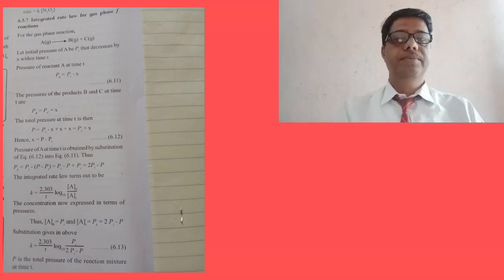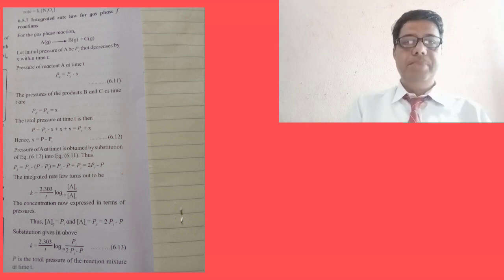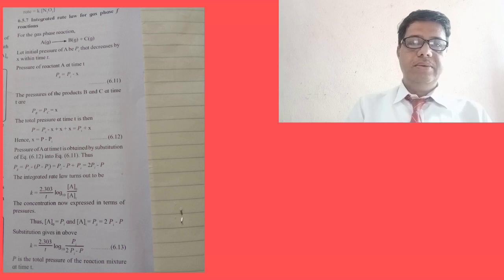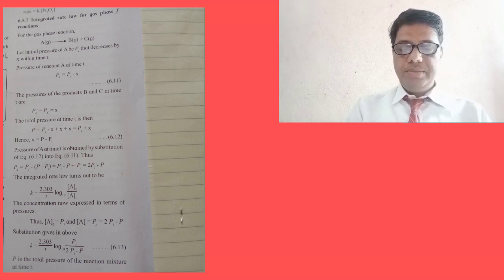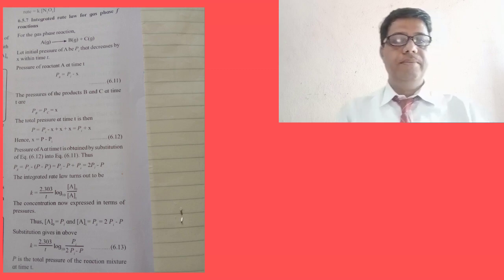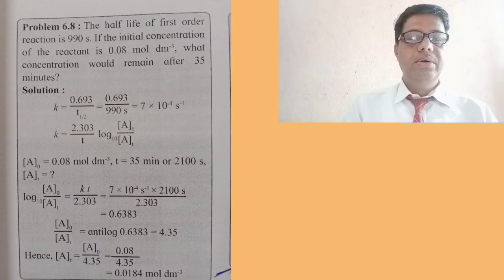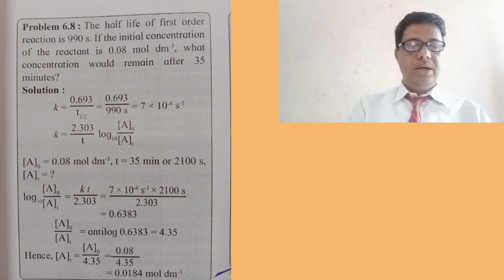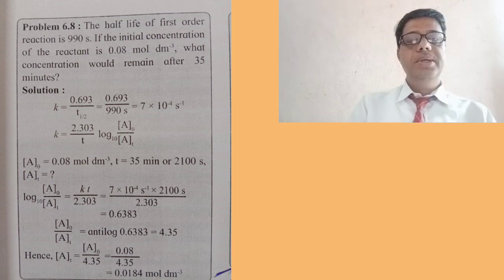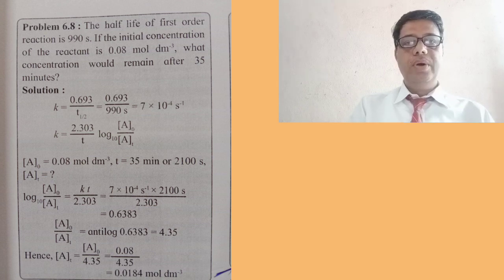So students, the examples on all these points, that is integrated rate law for first order reaction, half-life of first order reaction, equations, examples of first order reactions, integrated rate law for gas phase reaction, etc. There are 3 examples, we see them one by one. So see the first example, that is problem number 6.8.